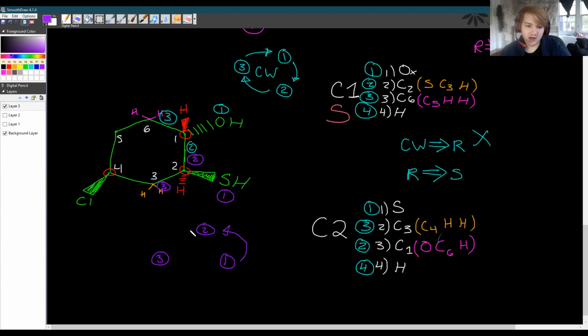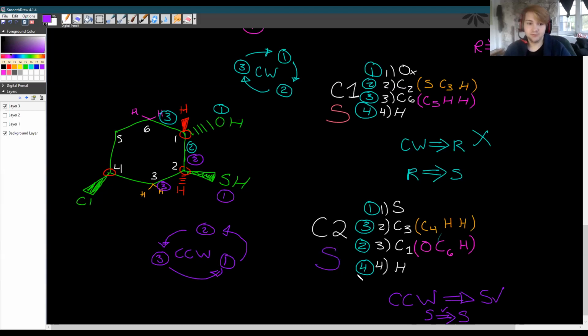And so what kind of rotation is this? Well, we are going counterclockwise, right? This is a counterclockwise rotation. And what does counterclockwise mean? Counterclockwise means S. Is the fourth group on the dash? Well, yes, it is. So the rotation is S. So what is the rotation of C2? It is S as well.